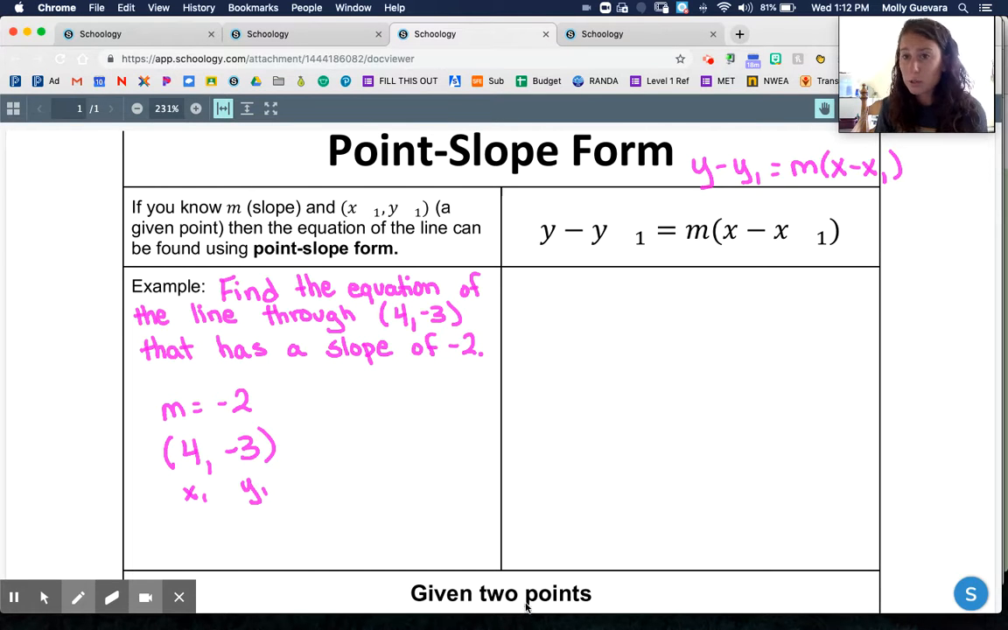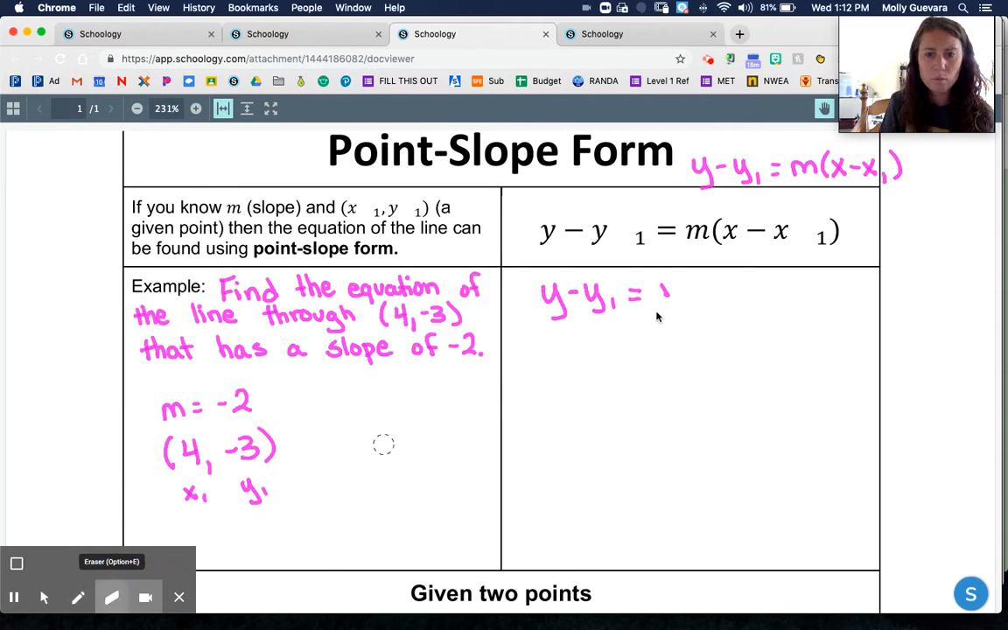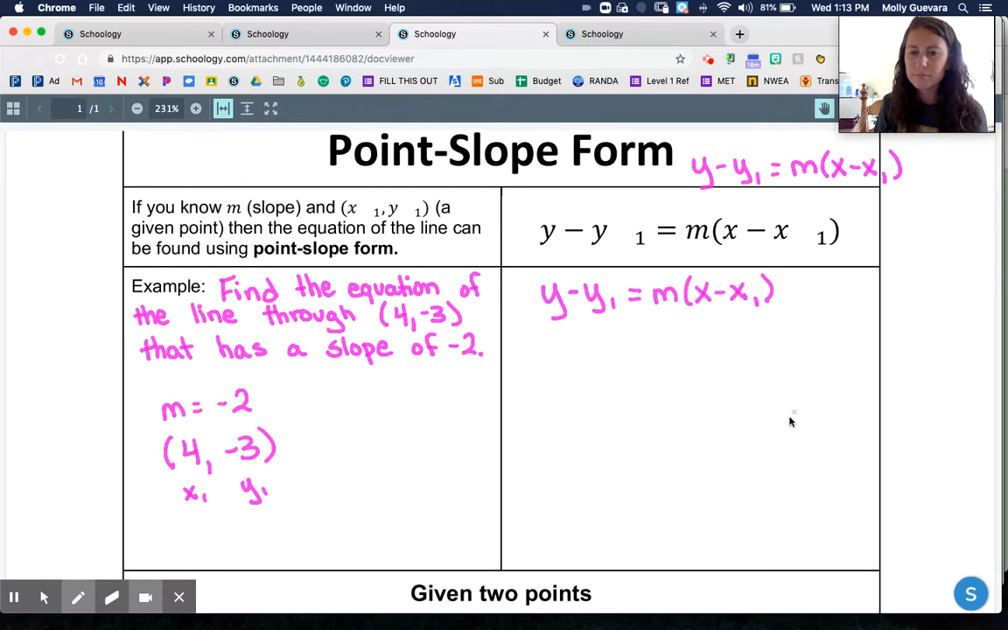So then I'm just going to start plugging in values, okay? So let's write the equation: y minus y1 equals m times x minus x1. Okay, so I'm going to plug in. I don't know what y is, so that's going to stay y. Minus my y1 is -3. So I get a double negative, that's okay. My m is -2. And then I don't know x, so x minus, and my x1 is 4.